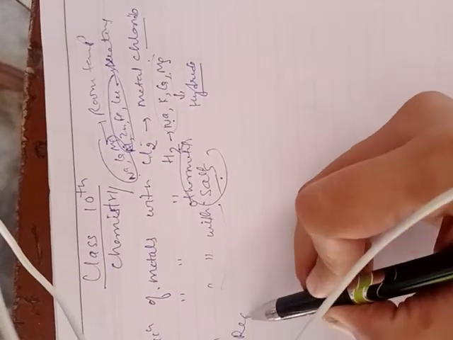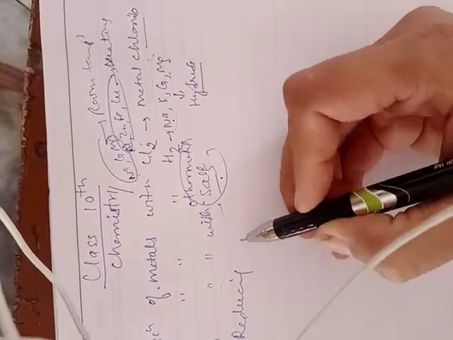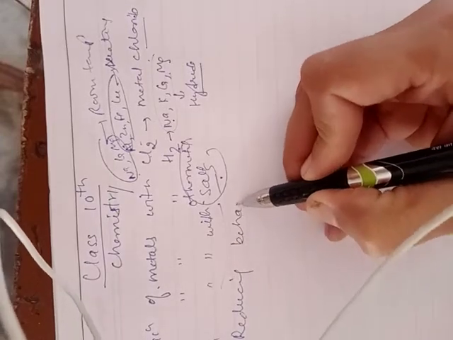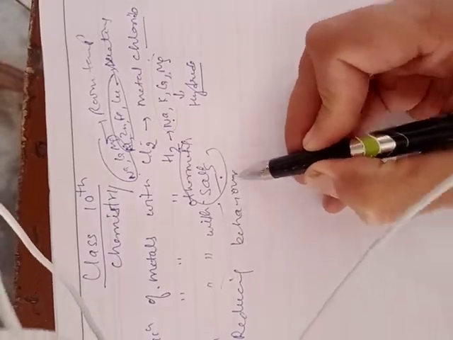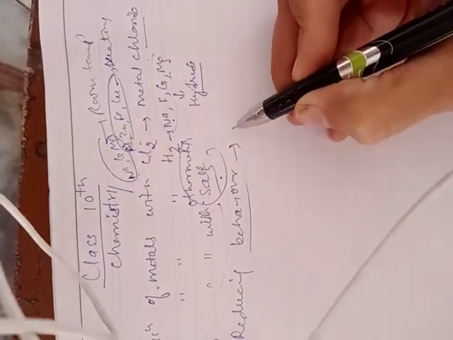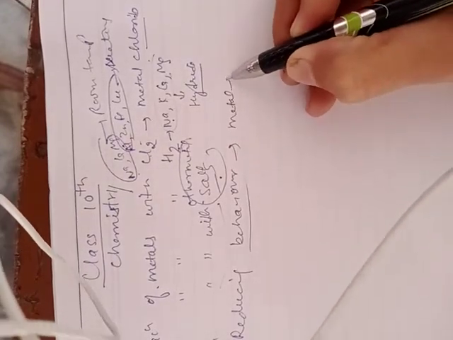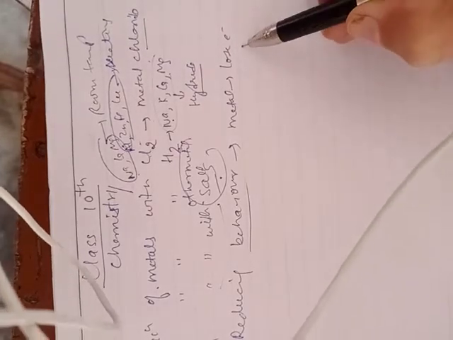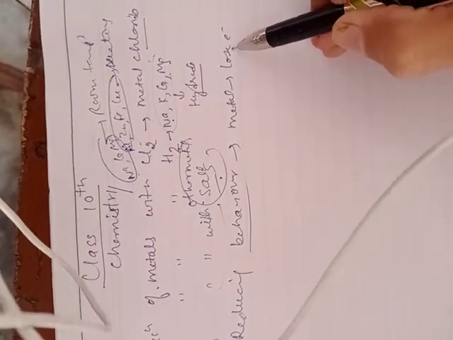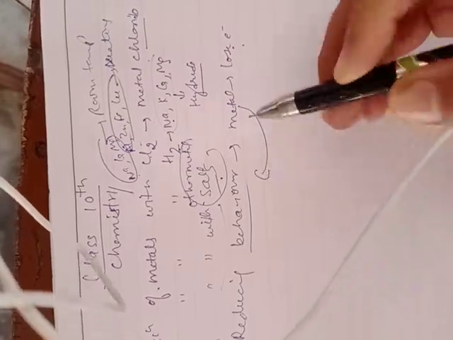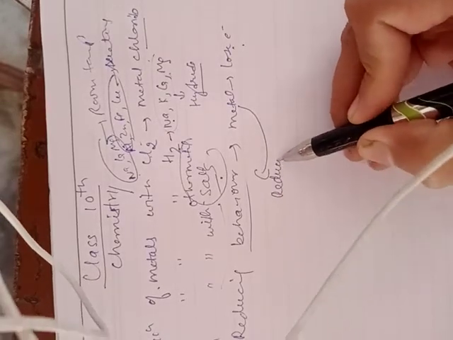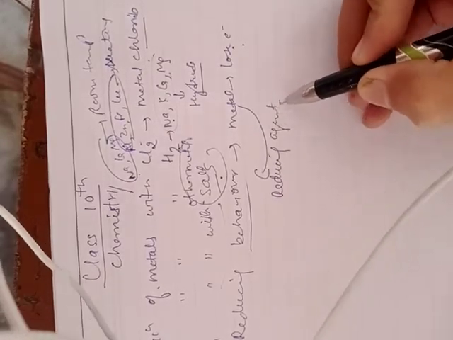Next is reducing behavior. Metal shows reducing behavior, and this reducing behavior of metal can be explained. As we know, metal can easily lose electrons. Therefore, we can say that metals will behave like reducing agent.